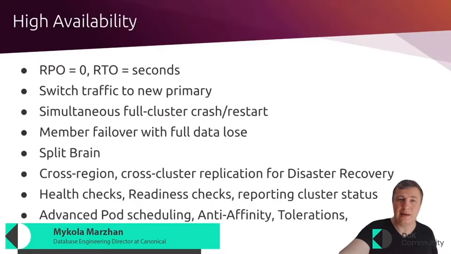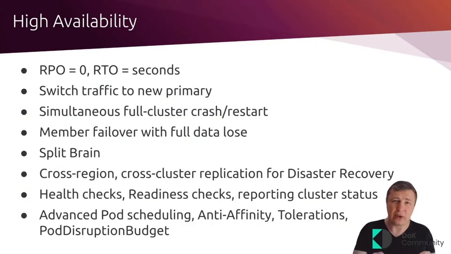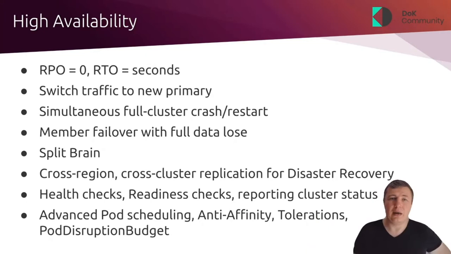So, first things first, losing data is not acceptable, period. We shouldn't lose any data if one of our members died. No way. We should select a new primary, promote it as the new leader, and switch all traffic to the new primary. But how will the application know that we have a new primary? How will you switch the traffic? That's the question.